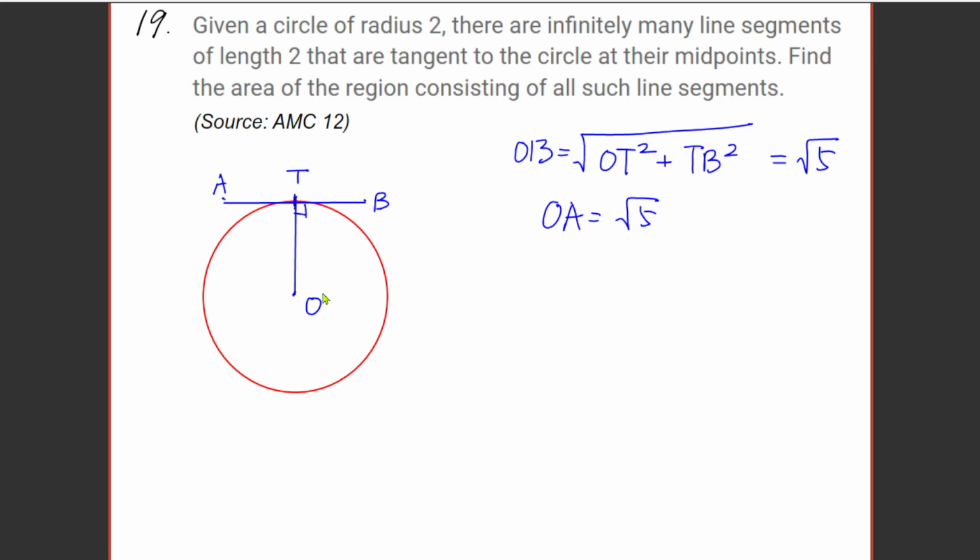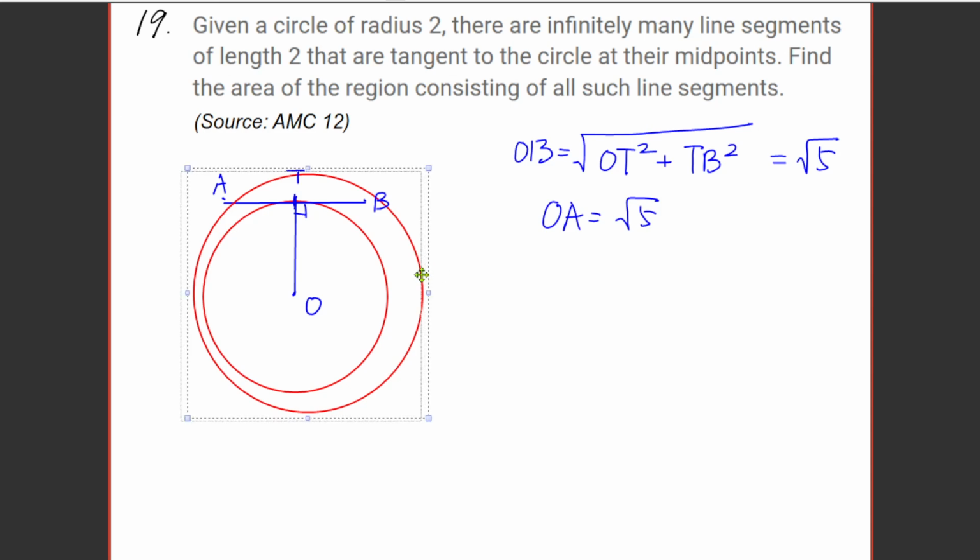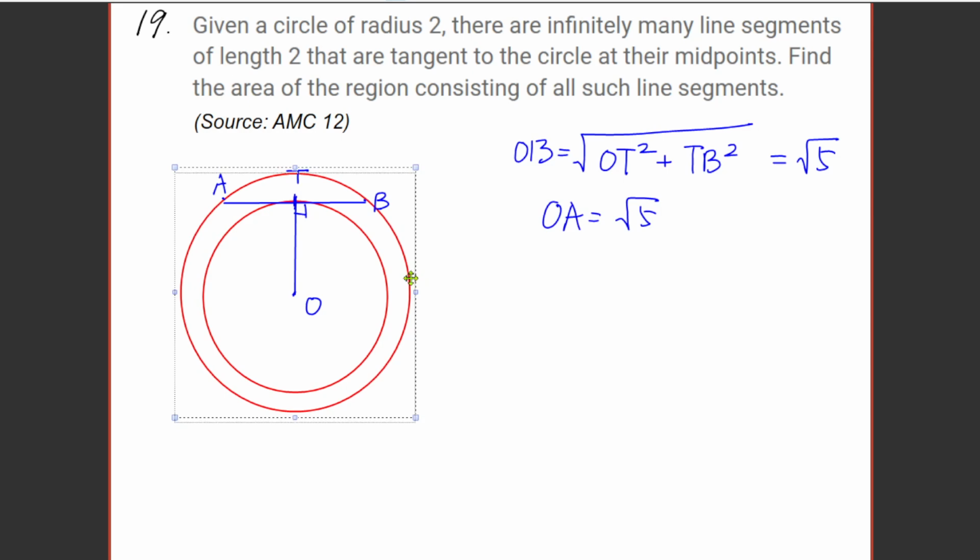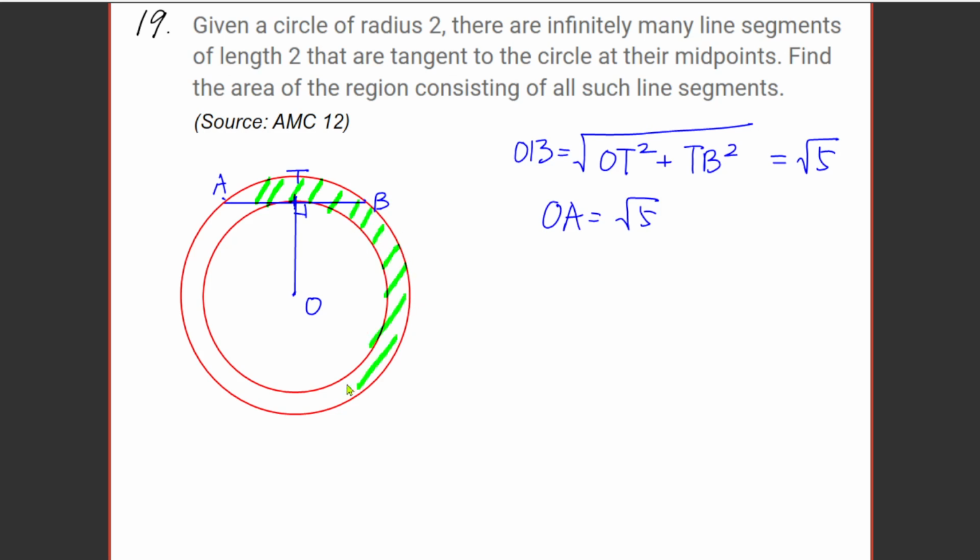Therefore, the endpoints of our tangents trace out a circle with a radius of square root 5. The segments therefore fill out the region between the circle with radius square root 5 and the original circle. If you consider all the endpoints, that forms another circle outside the original smaller circle, right? So basically, we're trying to find the area of this region, which is the difference between the two circles.